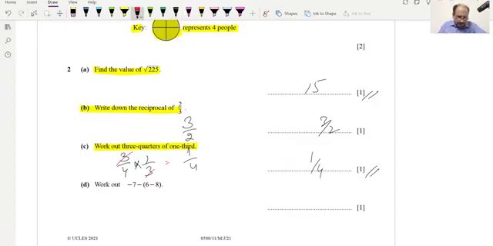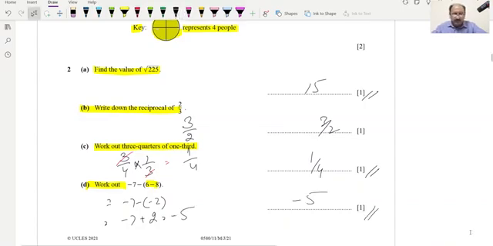And next they are saying work out. We have to solve this one. So 6 minus 8 we will solve in brackets first, so it will be minus 2, so minus 7 minus minus 2, so this will be minus 7 plus 2, which is equal to minus 5, so minus 5 will be the final answer for this one.